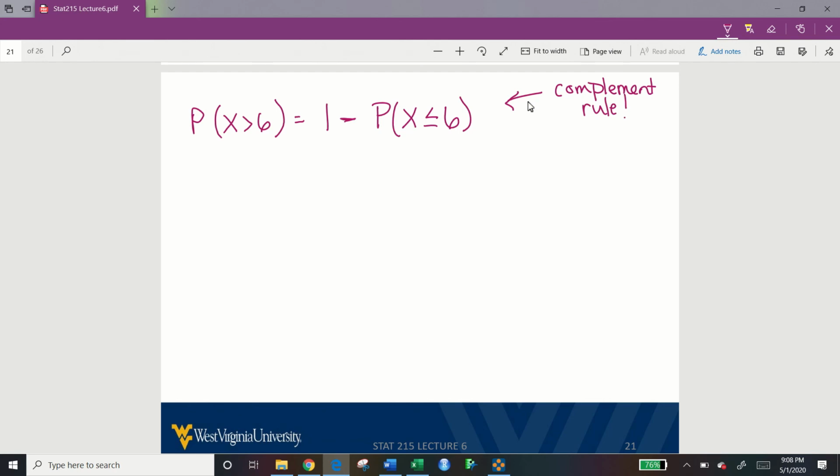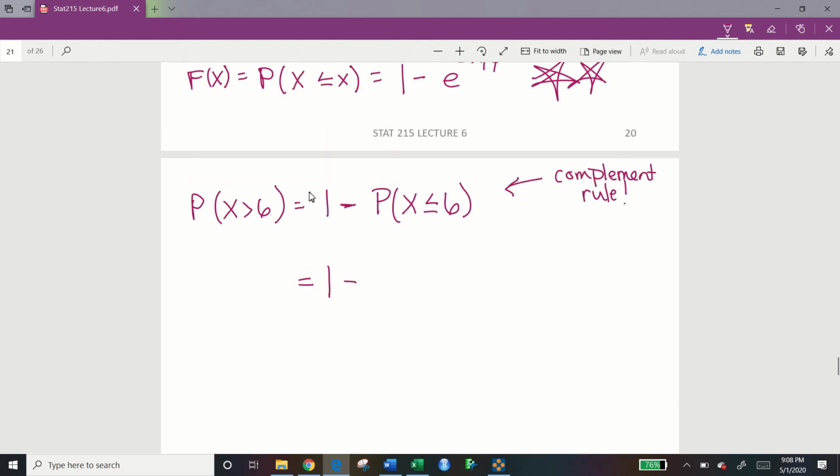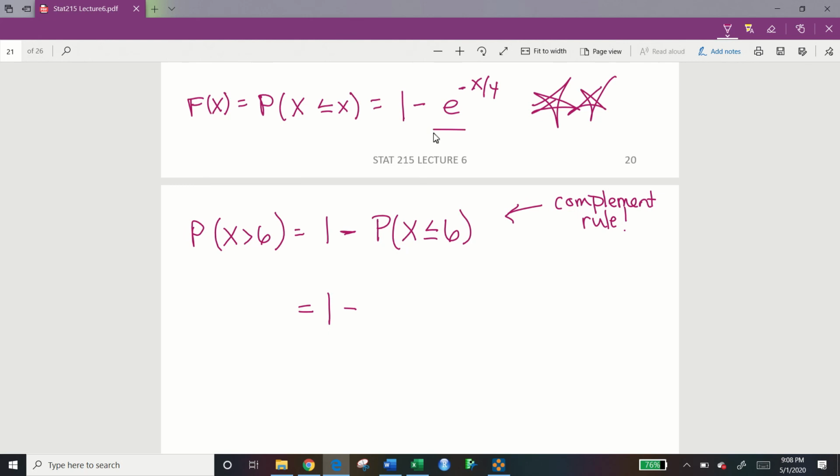Now, it's just a matter of plugging in. 1 minus, so probability of x less than or equal to 6, we can use our function above. So that's going to be 1 minus 1 minus e to the negative 6 over 4, which we can simplify to e to the negative 6 over 4, or once again, 0.2231.